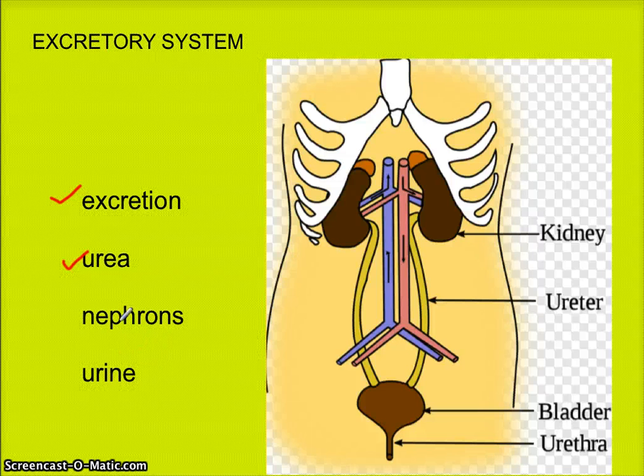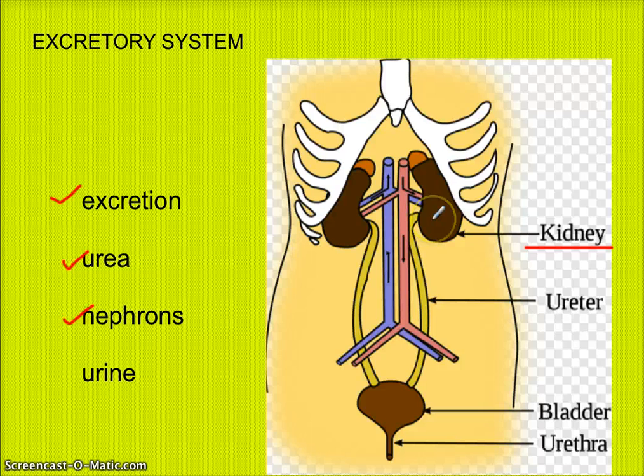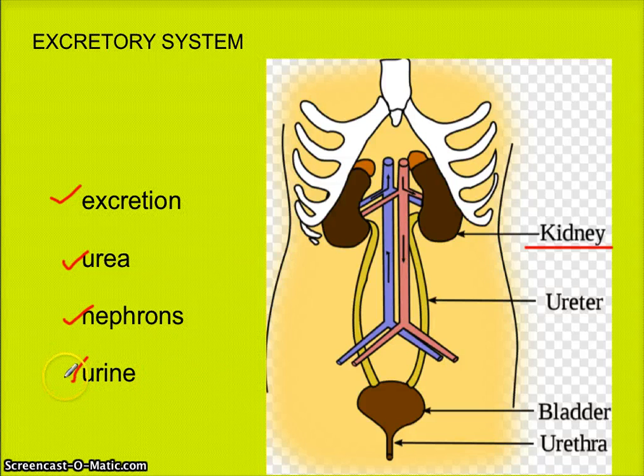Your two kidneys are the major organs in the excretory system. And you can see where the kidneys are right here. They act as big filters. And each kidney contains about 1 million nephrons. Now you know these nephrons are very, very small just because you have about 1,000,000 of them in your kidney. These nephrons are tiny filters that remove waste and produce urine.